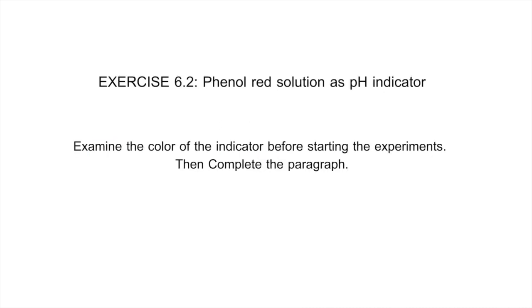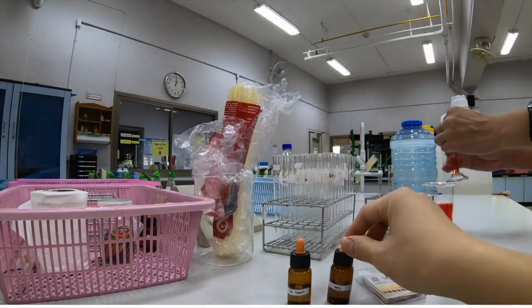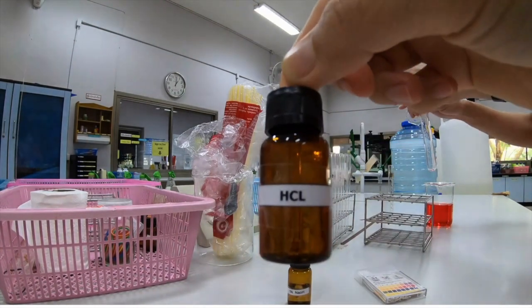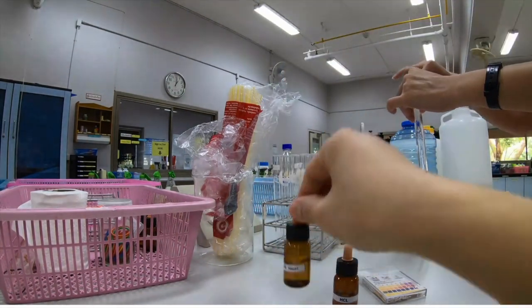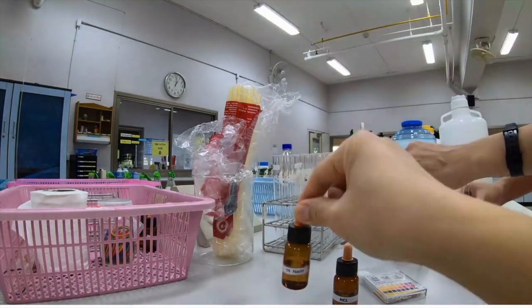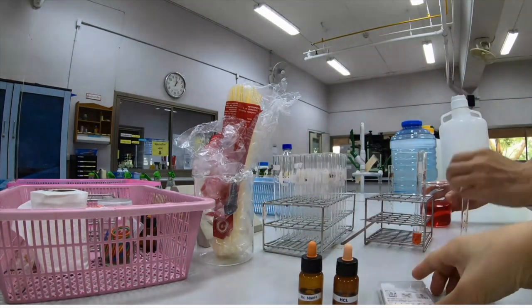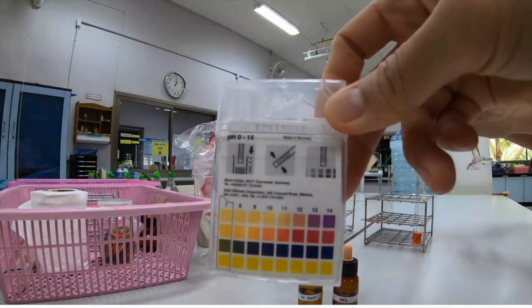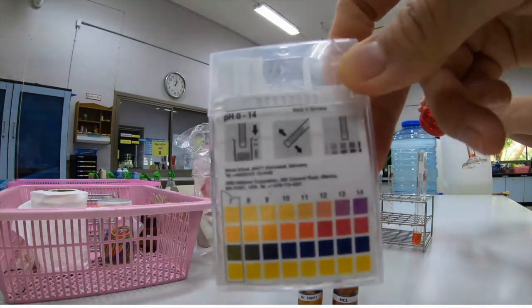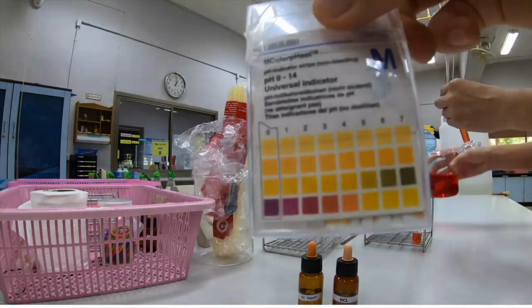Exercise 6.2. Phenol red solution as pH indicator. Examine the color of the indicator before starting the experiments. Then complete the paragraph. First, we will test the pH of the indicator changing by adding acid and basic solution into phenol red indicator solution and then measure the pH by using a pH paper.